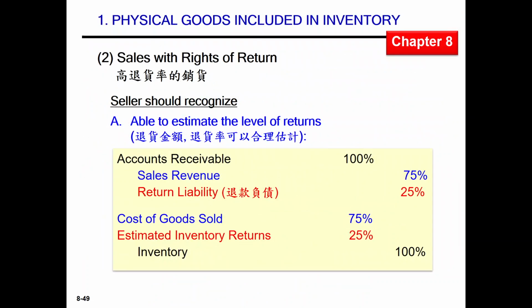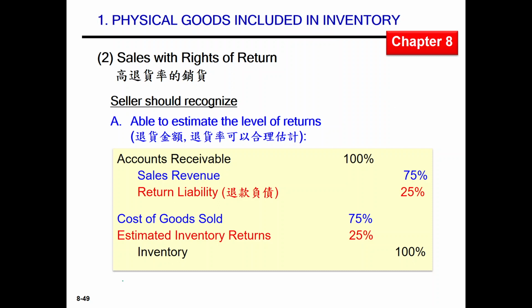We mentioned that in chapter 8, when we talk about sales with right of returns, at that moment we want to know whether it is a true sale or not, right? So what does it mean, true sales? Products returned back to you are not true sales. So at the beginning, you have to consider what the true sale is. In this case, we assume the true sale is 75%. So what does it mean? We estimate 25% of product will be returned back to you.